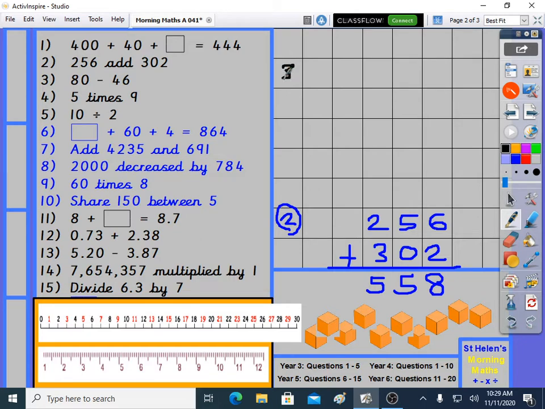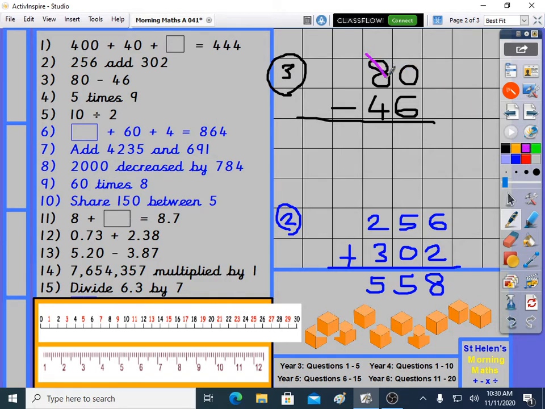We'll do this at the top. Question 3, 80 take away 46. Smaller than some of the questions we've had lately, but we have to be able to do big questions and small questions. 0 take away 6 we can't do. 0 take away 6 is not 6 and it's not 0. If you've got no cubes, you can't give your friend 6.